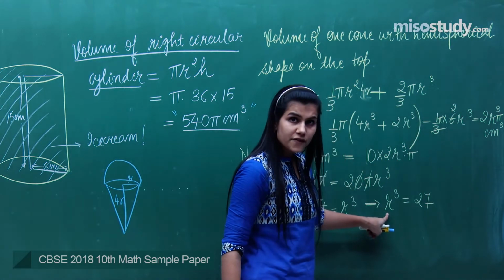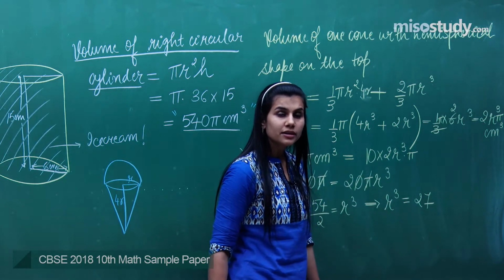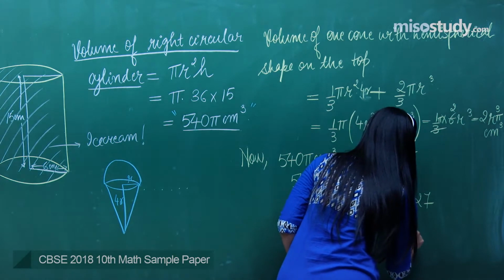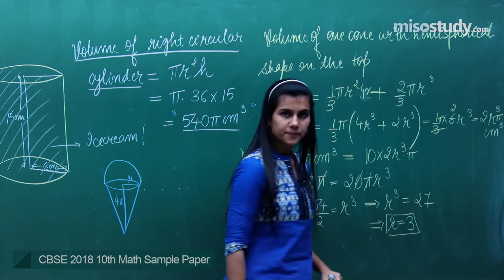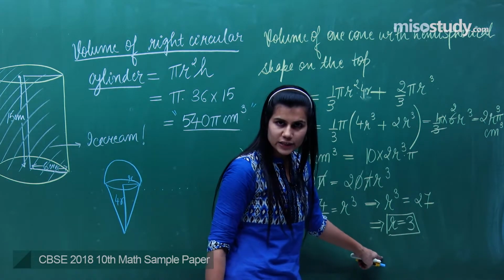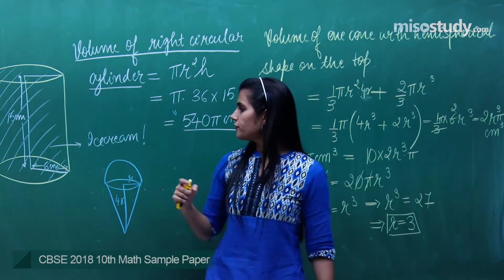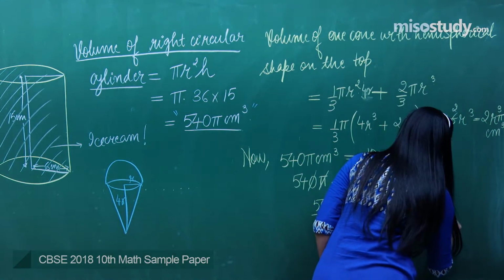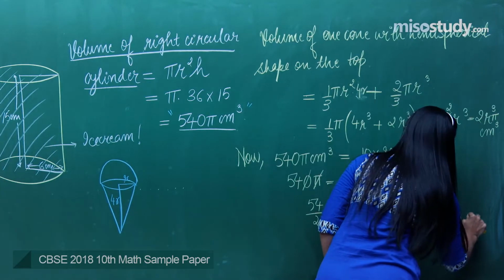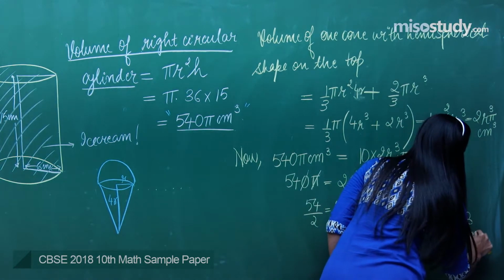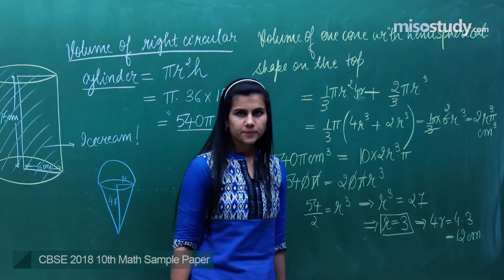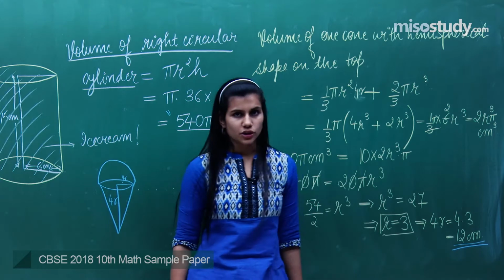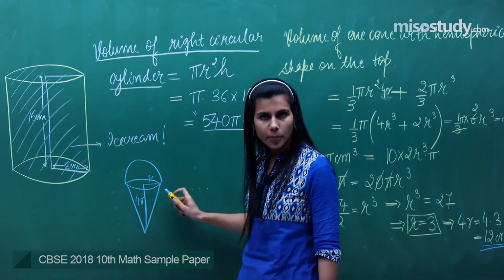What is that positive number whose cube is 27? 3, and therefore r will be equal to 3. You have found r successfully, which is the radius of the cone. The moment you have your r, 4r will be 4 into 3, which is 12 centimeters. And that is your height of this right circular cone with a hemisphere on the top.